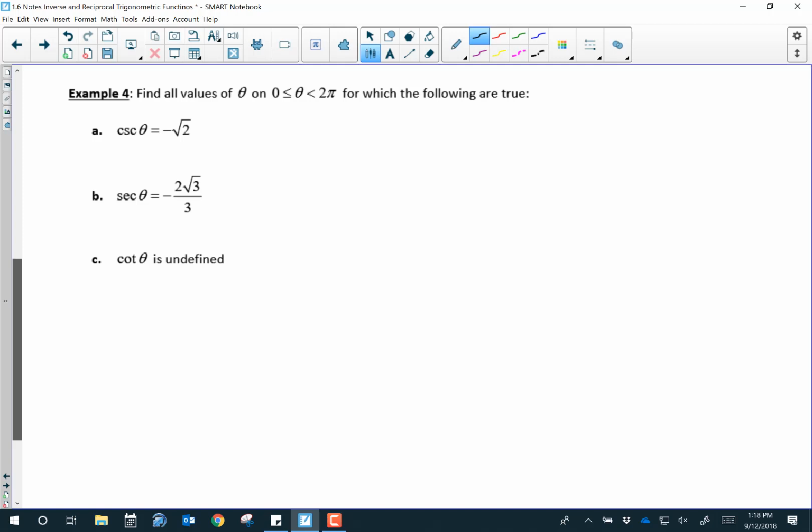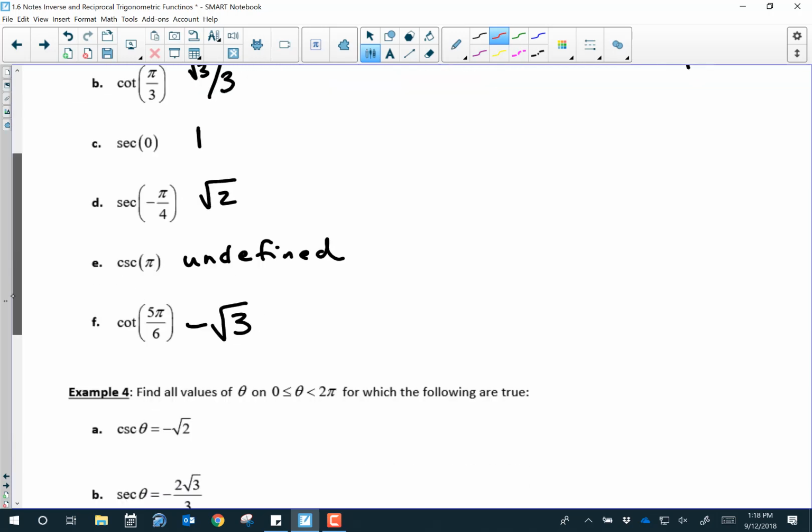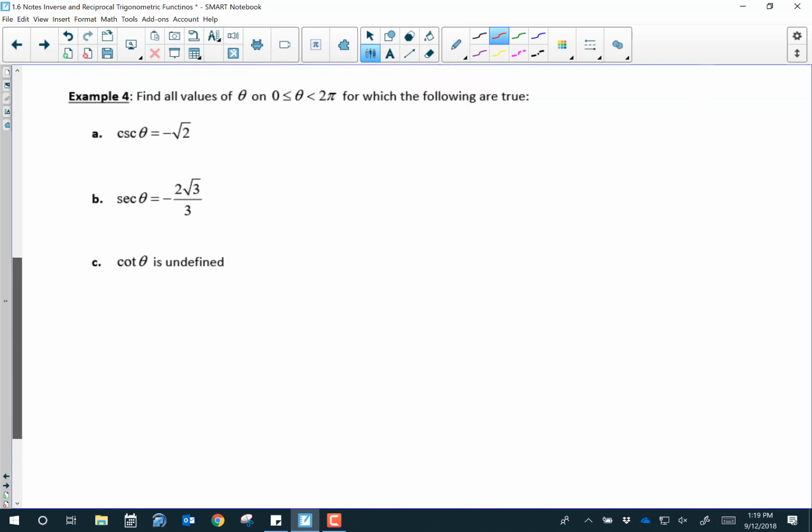So the way that I would approach this problem A, all you have to do is take the reciprocal of both sides. So what's the reciprocal of cosecant? Okay, let me ask you that again. Cosecant is 1 over sine. So what is the reciprocal of cosecant? Sine. Just sine. Right, 1 over cosecant, which is sine. Okay, all right. So the reciprocal of cosecant is sine.